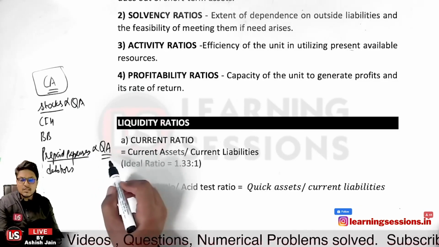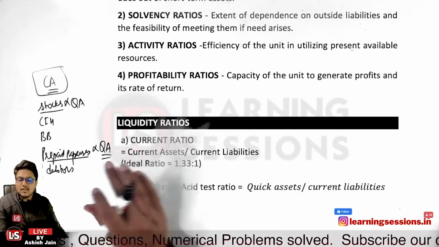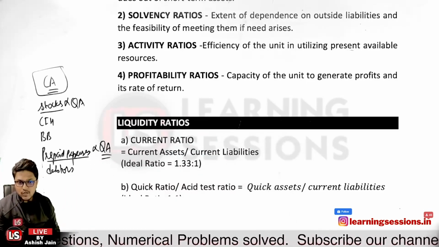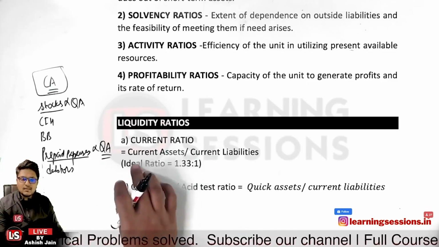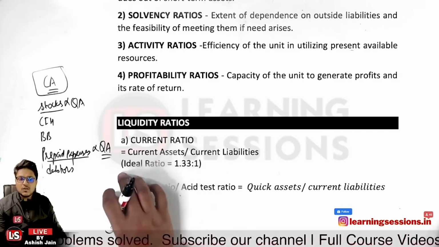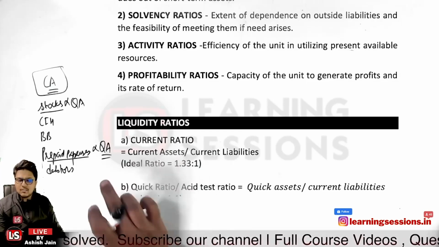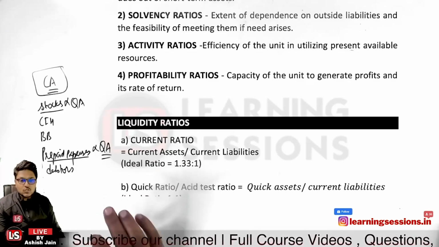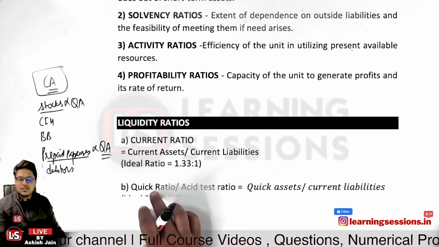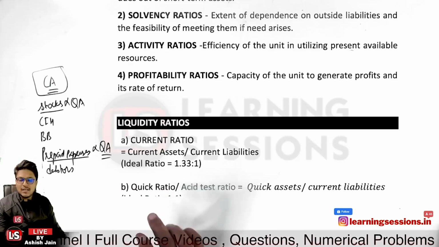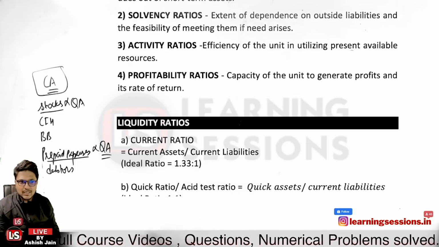Why these are not quick assets? Because these cannot be readily converted into liquidity. That is why these are not quick assets. These are current assets, but these are not quick assets. Okay. So that is why the quick ratio, or the acid test ratio, is a stringent methodology related to the current ratio itself. Is that clear?